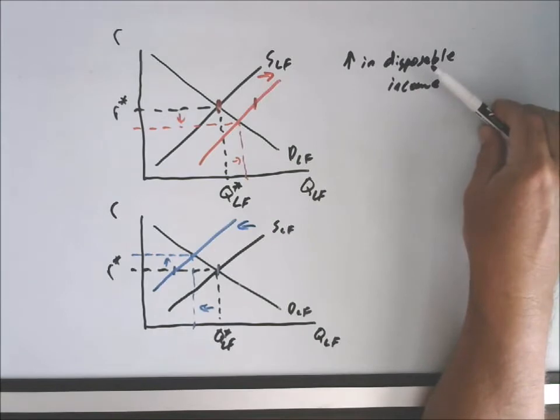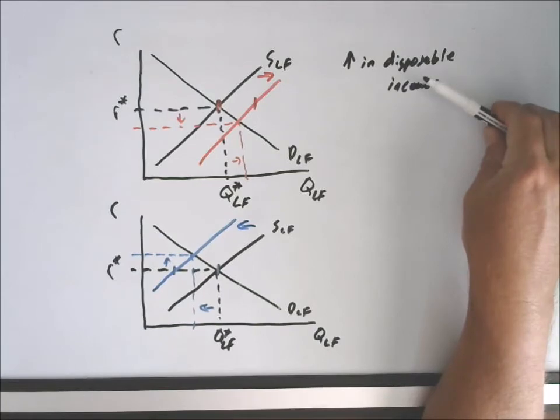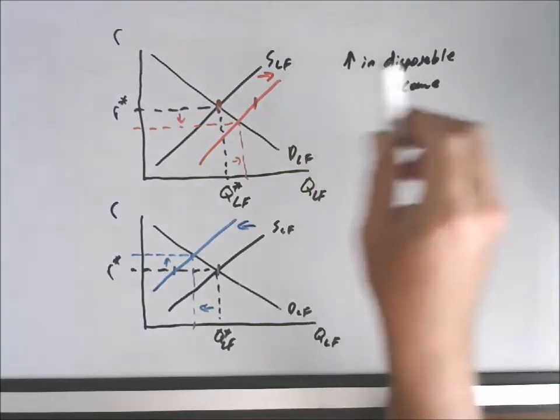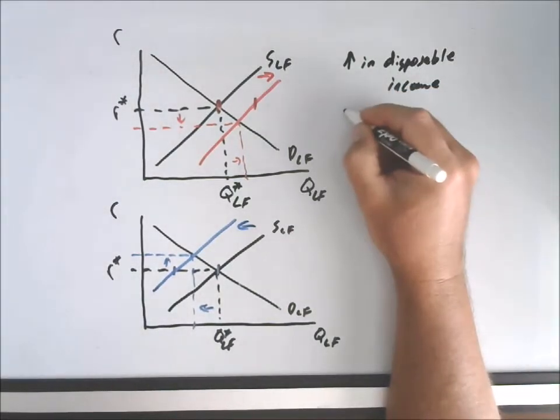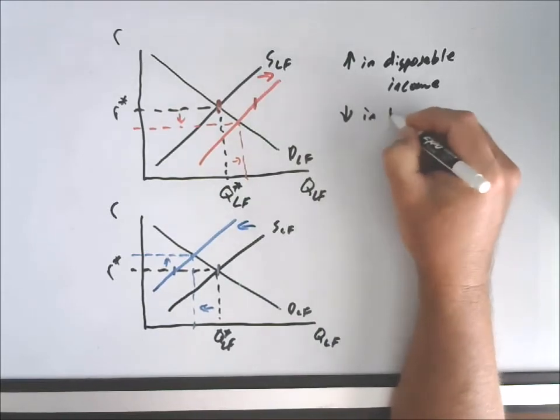If your take-home pay goes up, holding consumption constant, you're likely to save more. If your paycheck goes up significantly enough, then you don't even need to hold consumption constant. Even with an increase in consumption, you're still likely to save more money. That's going to increase the supply of loanable funds. The next thing that can increase the supply of loanable funds is a decrease in wealth.